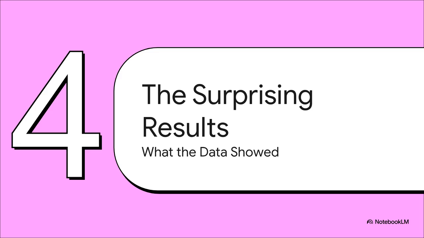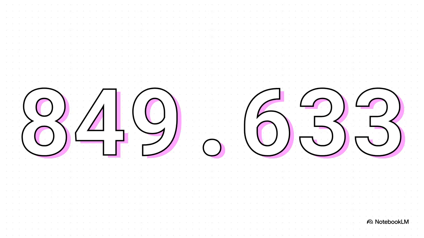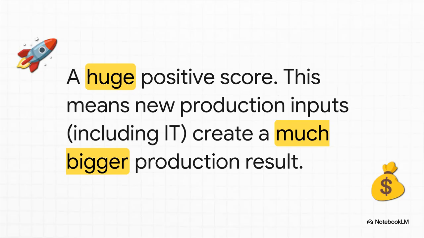You gotta see this. So, first, banking. What happened when they specifically measured the productivity impact of IT as if it were a core part of production? They got an RTS value of, get this, 849.633. Now remember, anything over 1 means you're getting more efficient. This is a massive, massive signal of productivity. This just screams that in branchless banking, IT investment doesn't just help a little bit, it completely supercharges productivity. Every new input, including the tech, leads to a way, way bigger result.